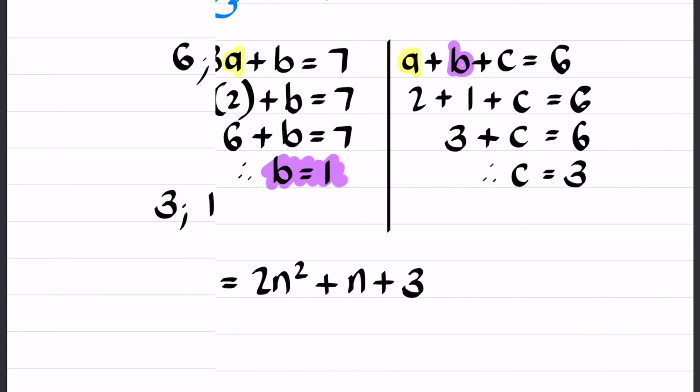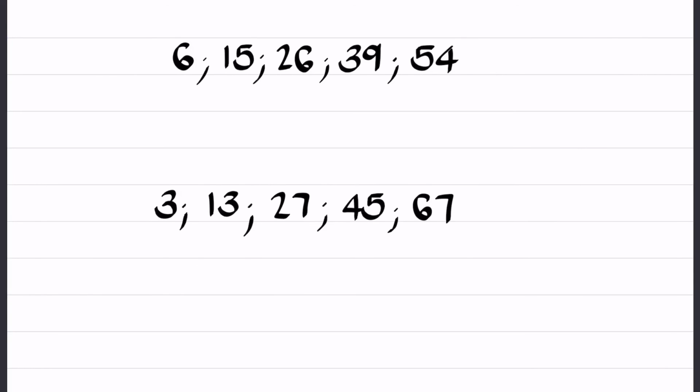Alright, now I'd like you to pause the video please and attempt these two sequences by determining the general term or the nth term for both of them. We have 6, 15, 26, 39, and 54, and we have 3, 13, 27, 45, and 67.